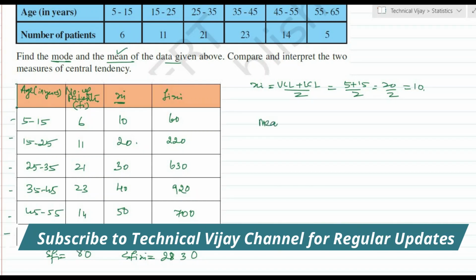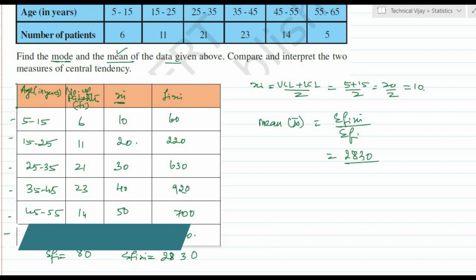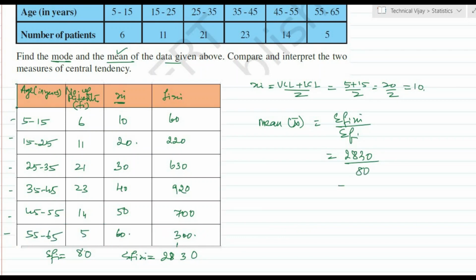Now the mean of the data is given by the formula sigma Fi Xi divided by sigma Fi, which is equal to 2830 divided by 80. The zeros cancel, so 283 divided by 8 comes to 35.375. This is the mean. Now we will try to calculate the mode.